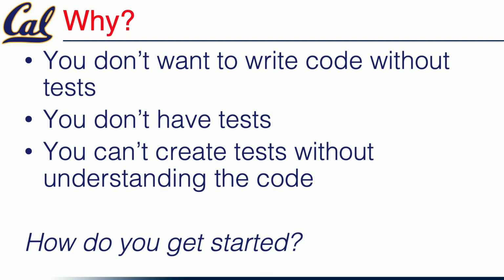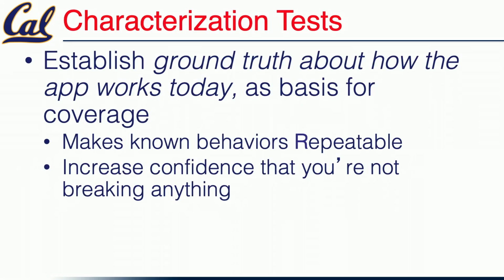And the answer is you sort of cheat. The goal of a characterization test is to establish something about the way the app works today, and you could use this as the basis for improving your test coverage. So essentially, if you remember our acronym for FIRST, the R in FIRST is for repeatable, and whatever the app is doing today, we want to make sure that we can capture that in a test that's repeatable so that we can improve coverage around the parts of the app where we might need to be making changes.